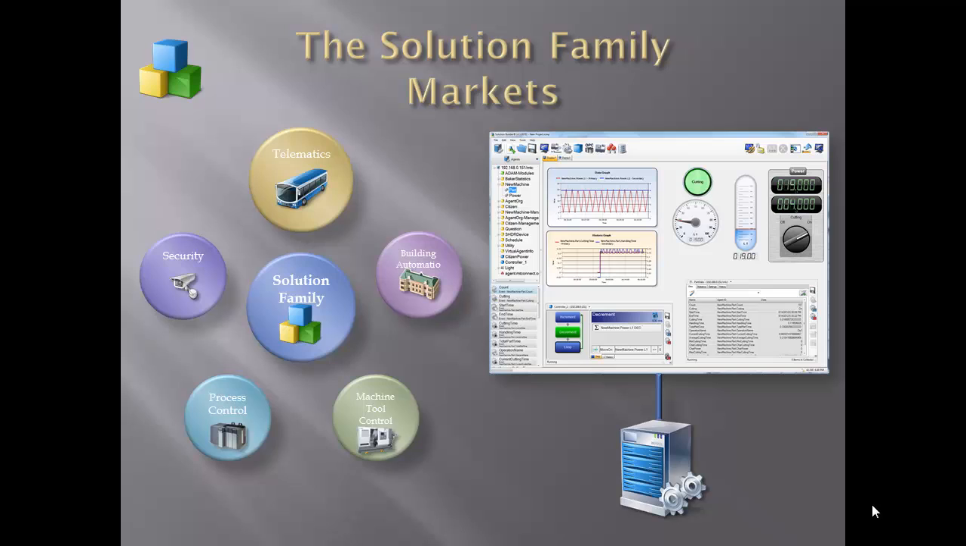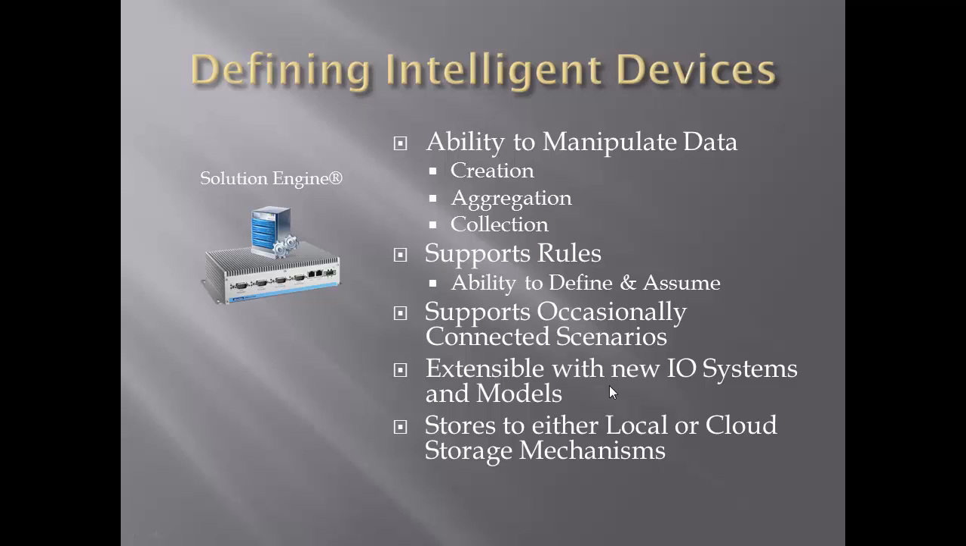Again, this is the engine you see at the bottom of the screen here, and the development tools that run above it. So we want to start off by defining what an intelligent device is. Everybody uses the term all the time, but the intelligent device to us has the following capabilities. It has the ability to manipulate data, so we can create, aggregate, and collect data. So if we have data on the device or are getting information from I/O on the device and we want to create some information from that, we're processing information.